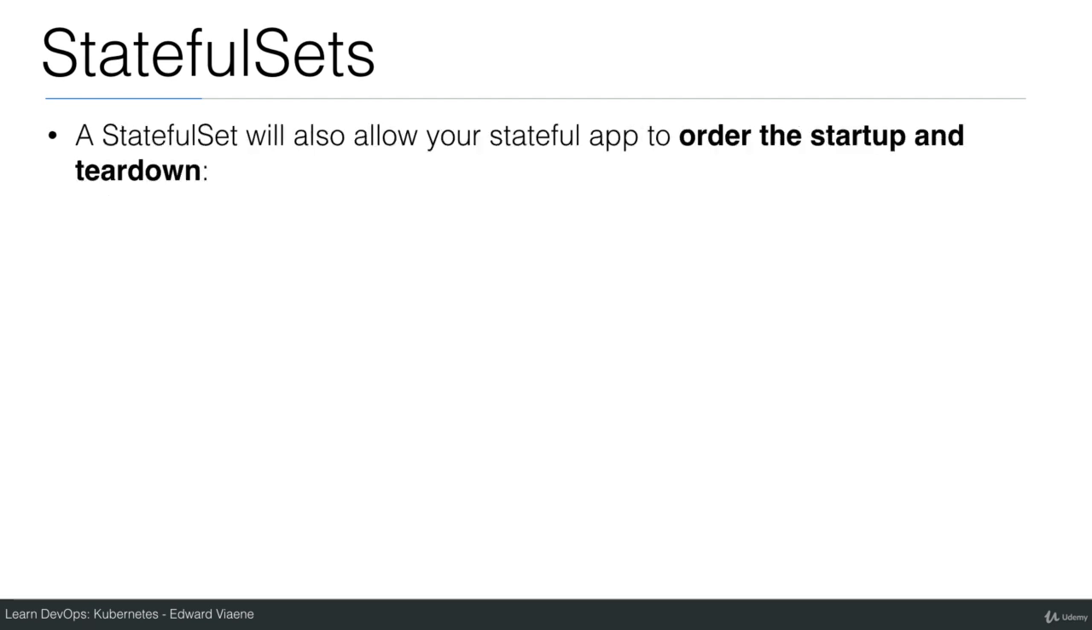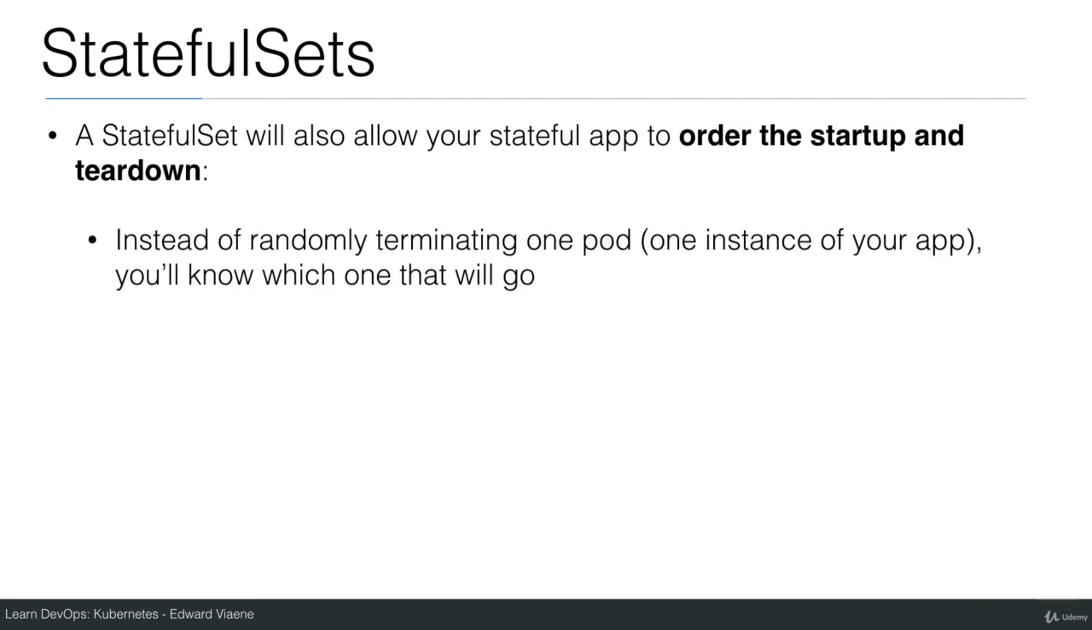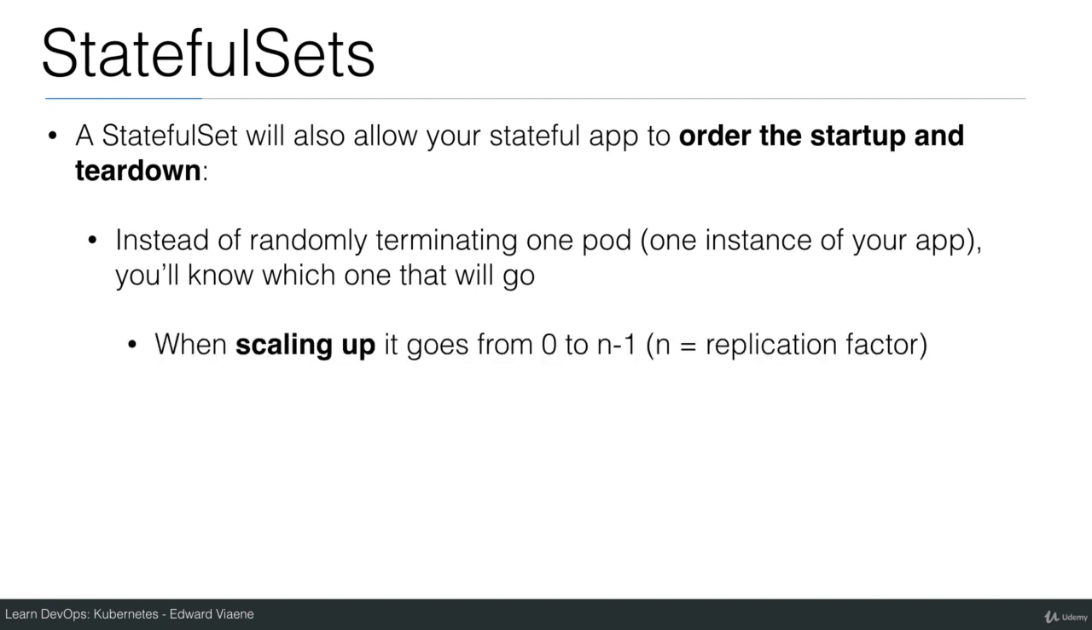A stateful set will also allow your stateful app to order the startup and teardown. Instead of randomly terminating one pod, one instance of your app, you will know which one will go. When scaling up, it goes from 0 to n-1, where n is the replication factor. If you have 3 nodes, you have 0, 1, and 2. If you create another node, then your n will be 4.